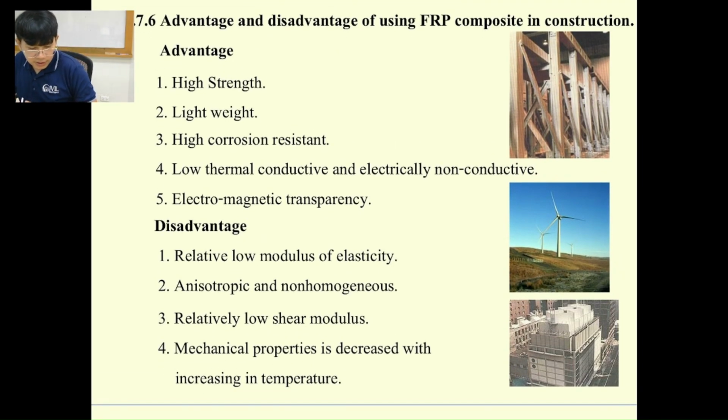All right, for the advantages and disadvantages of this material, FRP has really high strength, is lightweight, and has high corrosion resistance with low thermal conductivity, and it is electrically non-conductive. The disadvantage is just the price. It's really expensive, and it has a low modulus of elasticity, is not a homogeneous material, cannot resist really high shear compared to steel, and its mechanical properties decrease with increasing temperature.